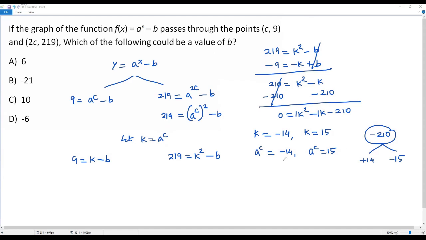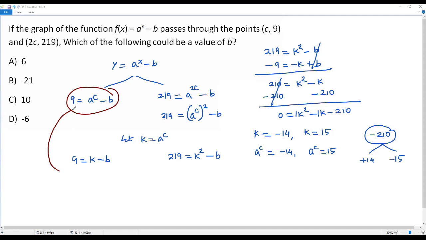Okay, now our aim is to get the value of b. So to get the value of b, we have to plug in the value of a to the power of c, negative 14 and this 15. One of these two equations is over here. Okay, let me take the first equation. It will be easier for me to get the value of b if I use the first equation over here, because we just have a to the c power. But here we have a bigger number, and also we have a to the power of 2c and all. Okay, now let's consider the first equation to get the value of b.